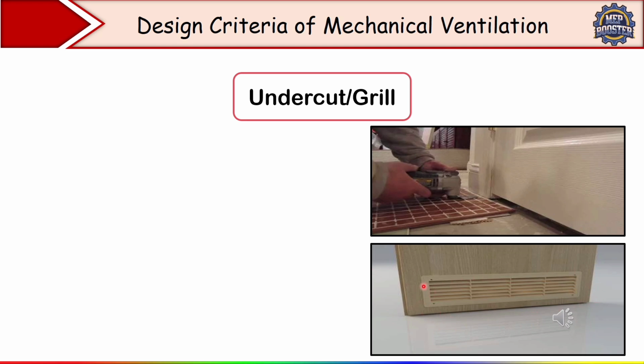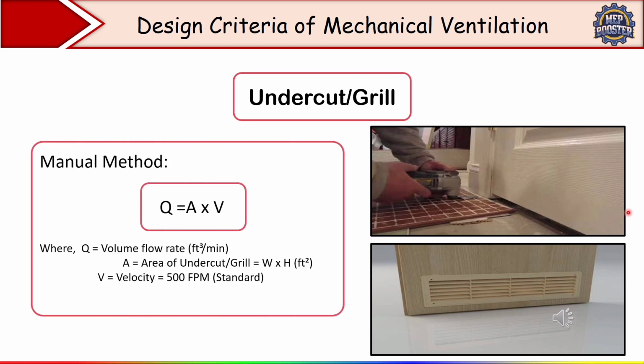See this type. But the width and height of this grill, how can we get it? So we have a formula. Either you can do the manual calculation or we have software also. Now first of all, see the manual calculation. For the manual method we have a formula, Q is equal to AV. Q is what? Volume flow rate.